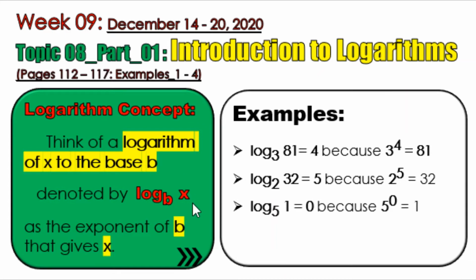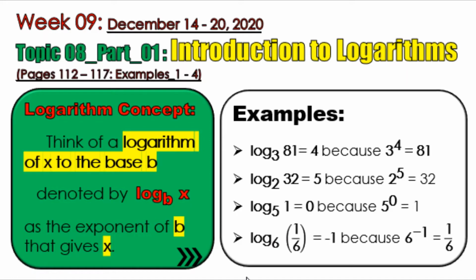Next, we have logarithm of 1 to the base 5. If you can still remember the laws of exponents, one of the laws says any number except 0 raised to 0 is always equal to 1, and therefore the exponent of 5 so that we can have 1 is 0. Therefore, logarithm of 1 to the base 5 is equal to 0.